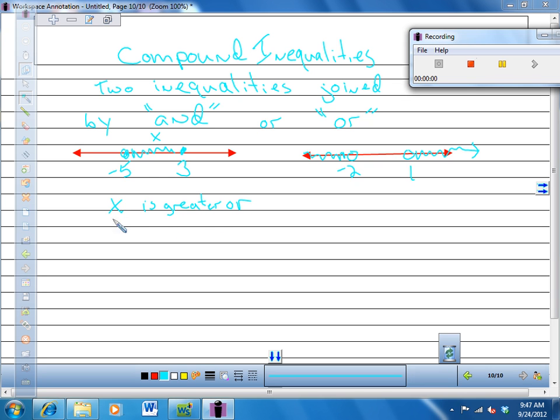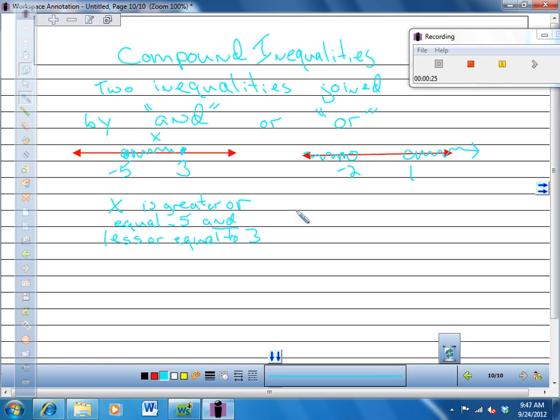x is greater than or equal to -5 and less than or equal to what? Equal to 3, right? Greater than or equal to -5 and less than or equal to 3.